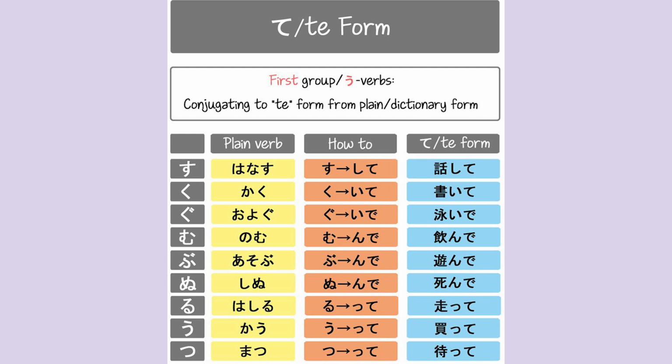So this chart is just for the u verbs because they're all very specific depending on the endings. And then ru verbs are easy, and irregulars you just really have to memorize, which isn't really that bad. Su is by itself. Ku and gu are very similar. Mu, bu, and nu are all the same, and then ru, u, and tsu are also all the same. So this is very important for what we're about to talk about.